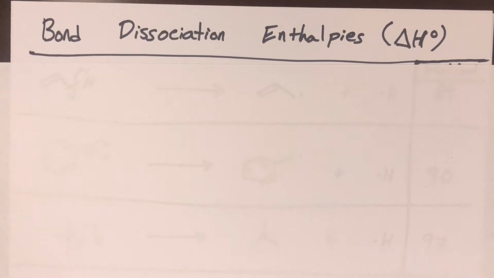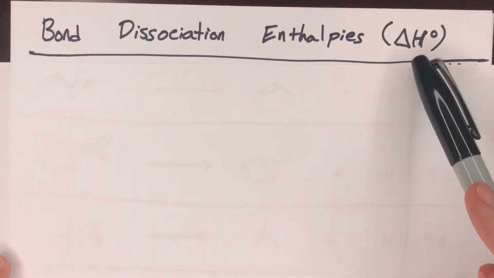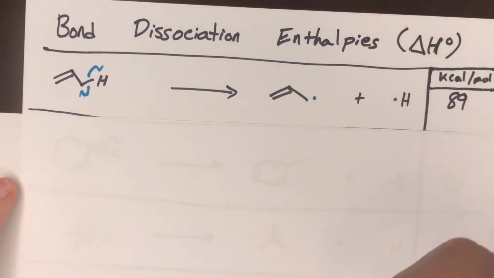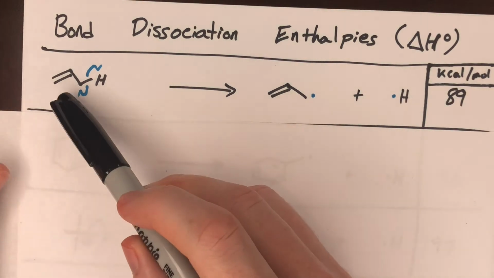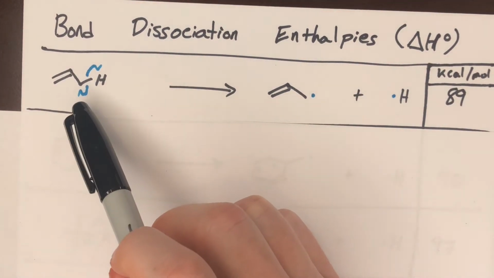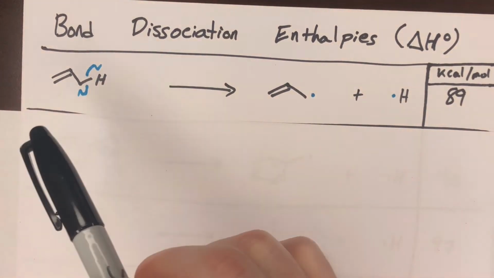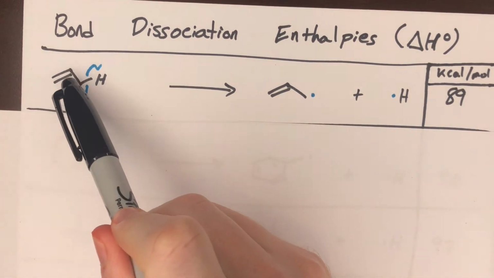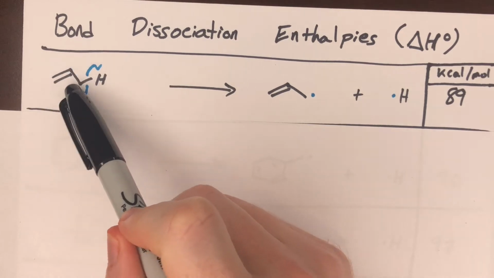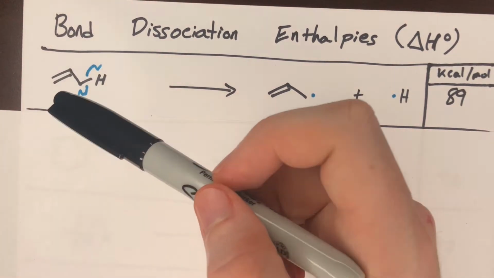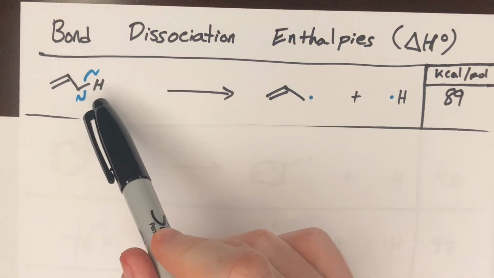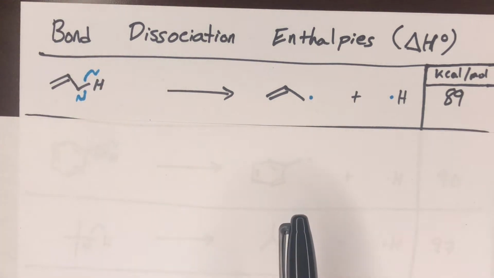Okay, now we will look at several specific bond dissociation enthalpies. Again, they're denoted delta H naught. The first one we'll look at is an allylic hydrogen. Recall that the allylic position is a carbon adjacent to the carbon-carbon double bond. So here we have a carbon-carbon double bond. This is a carbon adjacent to that pi bond. That is what we call the allylic position. And we have a hydrogen bound there, so this is an allylic hydrogen bond cleavage.